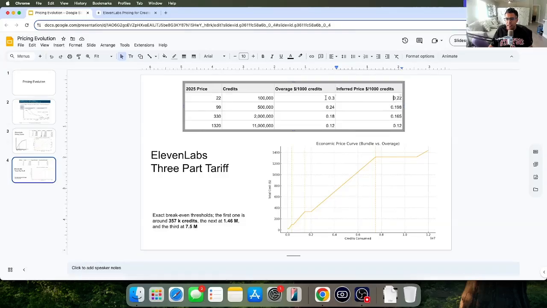So you will see that the overage is always going to be more than the cheapest part of the inferred price. The overage is always going to be more because it's an overage fee for a reason. If it was the same, then you would not ever move to the next plan. So they want to keep the overage price higher, so that at some point it would become more economical for you to buy the next plan rather than continuing to use that old plan on overage.